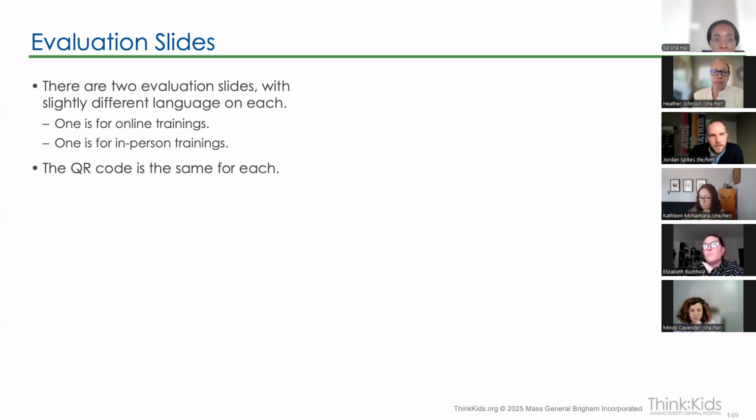Yep. And then there are 2 evaluation slides at the end. Some of you have noticed they're not duplicates. One is for online trainings, one is for in-person trainings. So even though the QR code is the same, there's a little bit of different language. On the online one, it says something about the trainer will put the link in the chat box. And so that's just the difference between those 2 slides, just so you know, because it confused me at first.